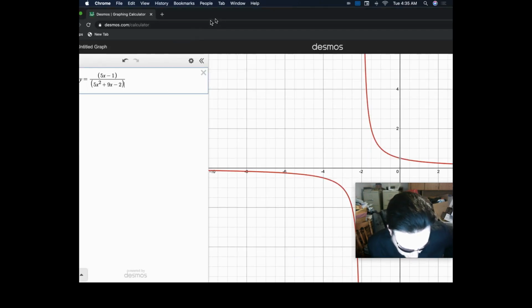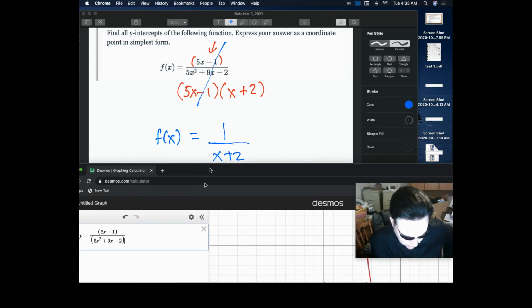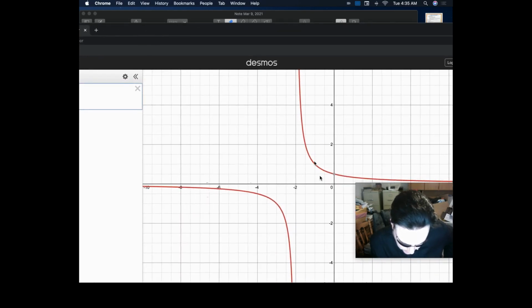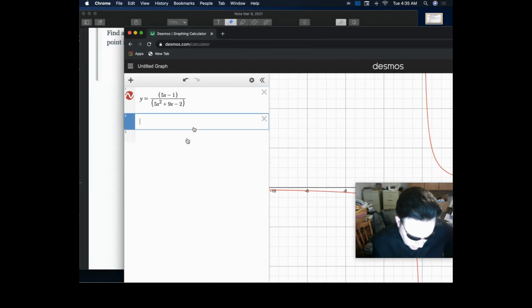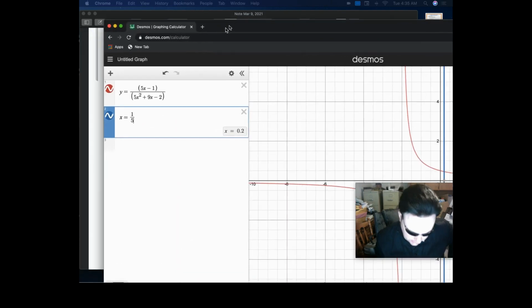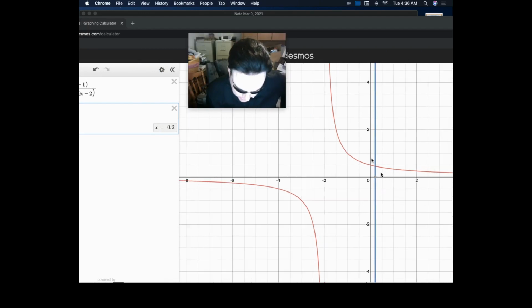So if we look at this here, I'm saying that we know that when 5x minus 1 is equal to 0, so when x is 1/5, there's a hole. So let's see if we can find 1/5. We'll say x equals 1/5, and see exactly where that's at. Sorry, where'd it go? Oh, there it is. Neo is a little hard to see sometimes.